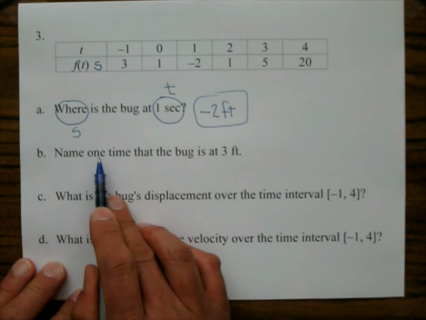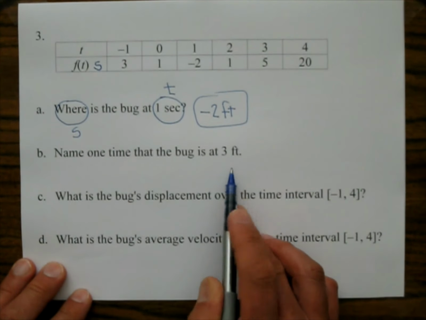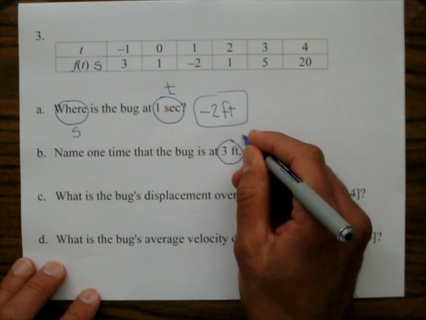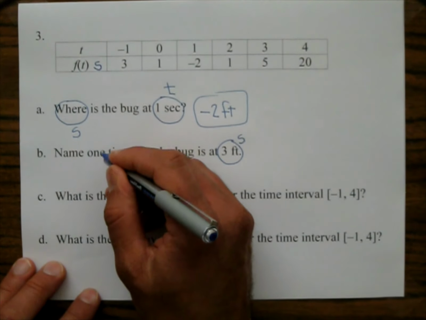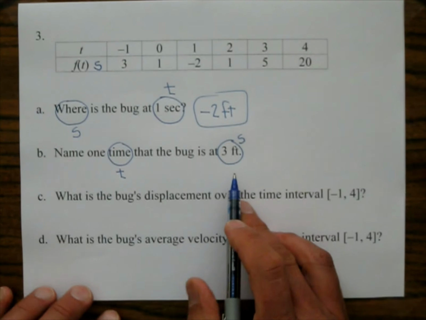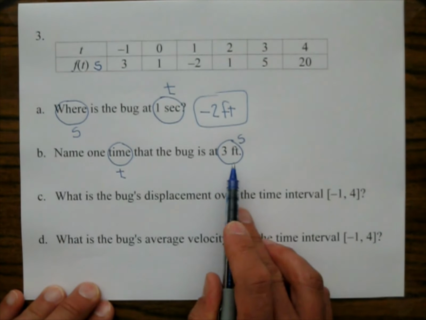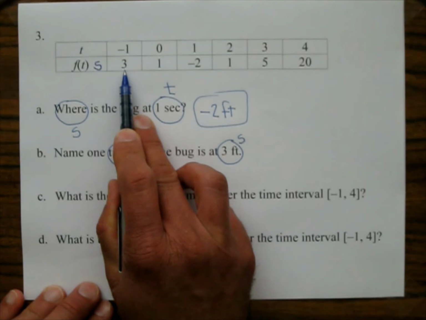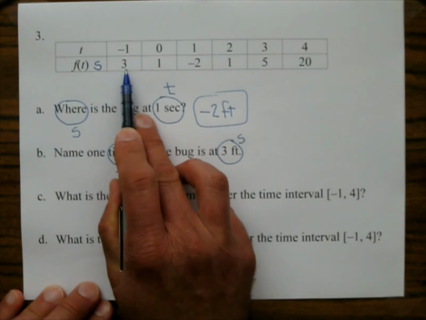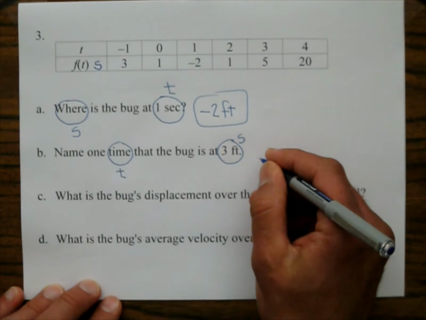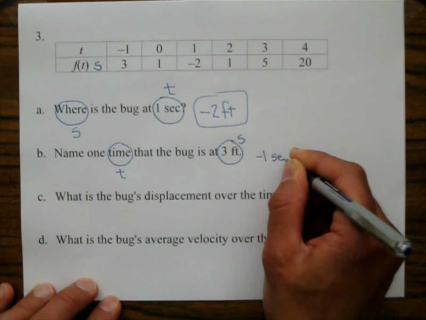Now this says name one time that the bug is at 3 feet. Okay, so they give you 3 feet, they give you the position, and they're saying name one time. Now that's a weird way of writing that question. Well, we'll get back to that. Let's go ahead and find s equals 3. Do we have an s equals 3 down here? We have it right here. And when the position is 3 on this part right here, this is like an ordered pair, -1, 3. The output is 3. The time is -1 second.